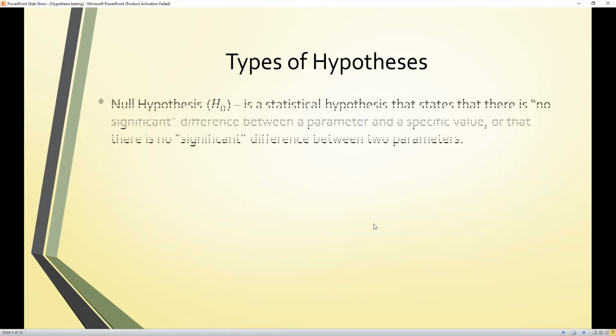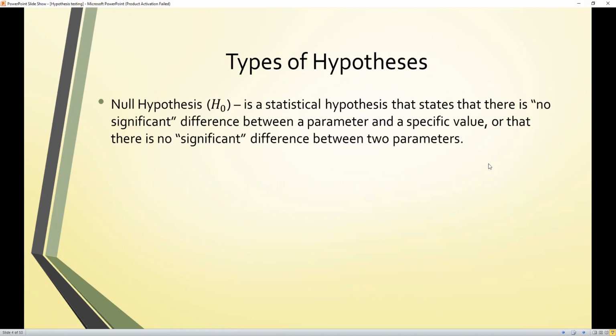Okay, so there are two types of hypothesis for hypothesis testing. The first one is called the null hypothesis. It is a statistical hypothesis that states that there is no significant difference between a parameter and a specific value, or that there is no significant difference between two parameters.